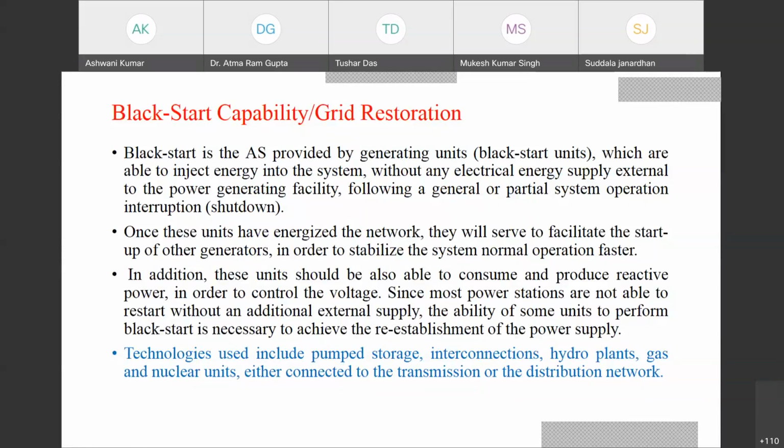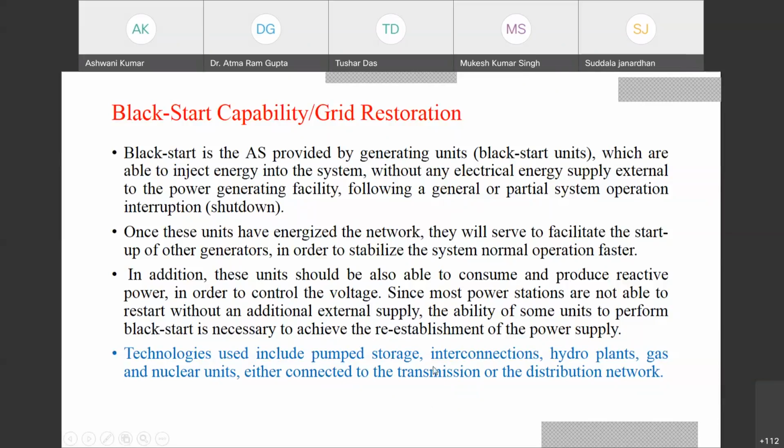Black start capability, I have already talked about who will provide the black start capability. What are the technologies available which include the black start capability? Grid restoration under blackouts: pumped storage plants can be operated very fast, within 30 minutes. We have interconnections, where power can be imported from the nearby area. Hydro plants, micro gas and nuclear plants can be switched very fast. So these are the technologies available to provide you the black start capability.